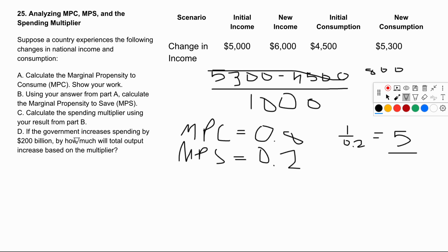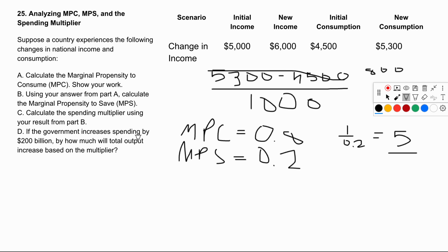If the government increases spending by $200 billion, by how much will total output increase based on the multiplier? Again, it's just like I talked about. It's spending times the multiplier, so 200 billion times the 5, that's $1 trillion.